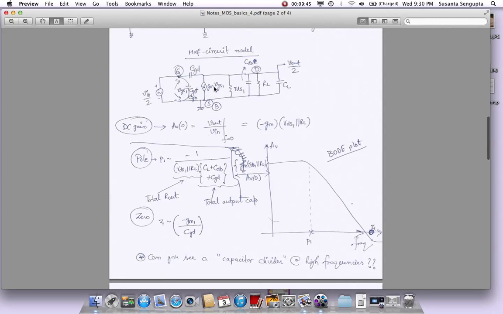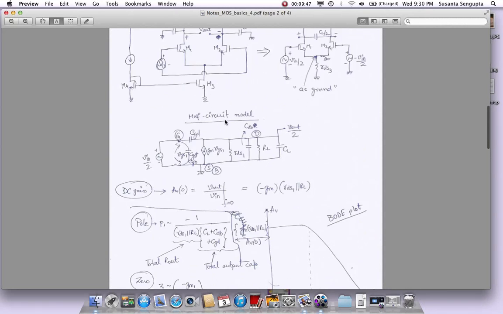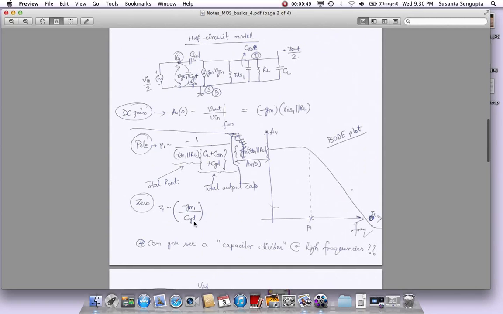I have this as GM, but it's basically the GM1 is the GM, divided by CGD. So it's GM over CGD is typically where we will cause a 0 with a minus sign. And as we will see later, the 0 could be on the left half plane or the right half plane, and they cause problems, especially when they're in the right half plane.